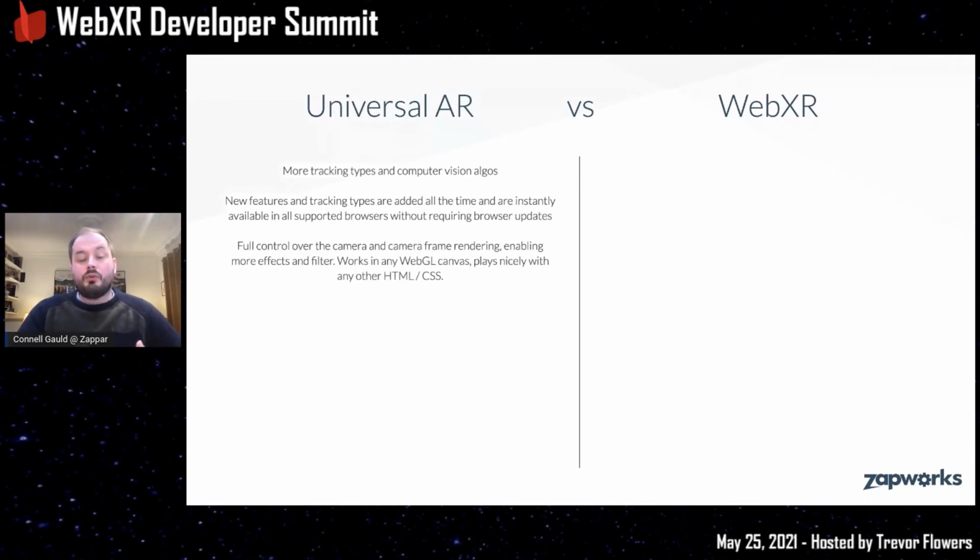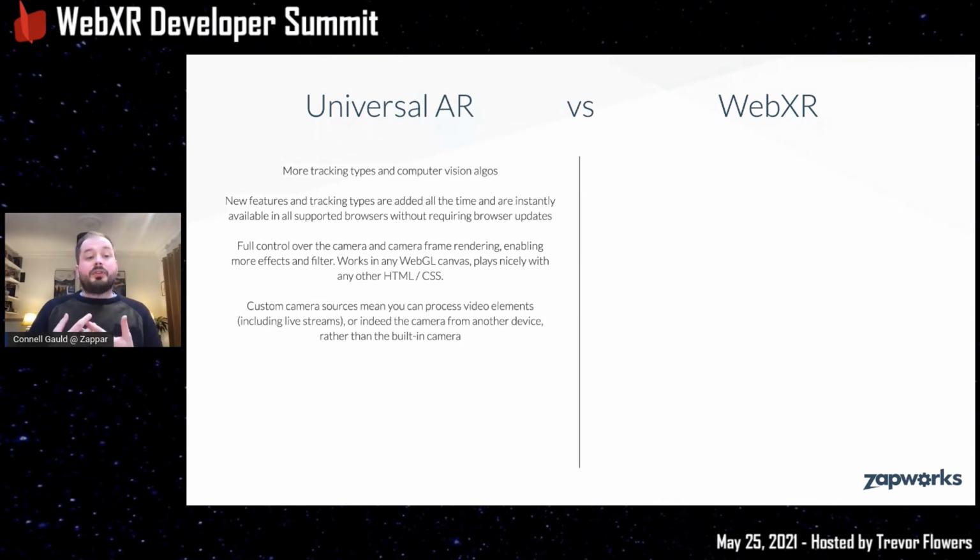We have full control over the camera and the camera frame rendering as a content developer when using universal AR, and that enables you to have more effects and filters. So as I say, it works as just a normal WebGL canvas, and it plays nicely with other HTML and CSS. So with universal AR, your HTML and CSS are not on a separate layer or in a special layer in front of the camera like it is with WebXR. It's just a normal part of the 3D rendering of your experience. And that gives you ultimate flexibility for what you do with the camera and how you process it.